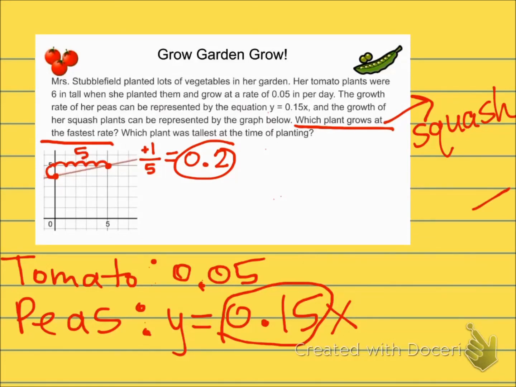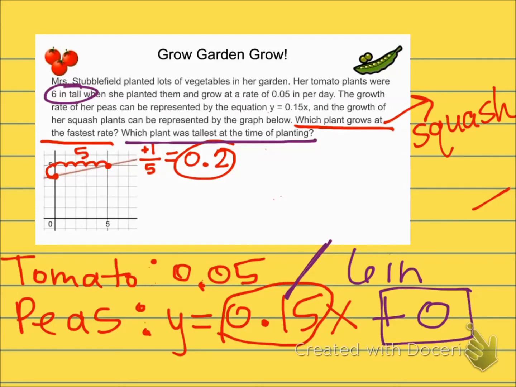The second question says, which plant was the tallest at the time of planting? And that's looking for our initial value. So if you'll go back to the tomato, it says that they started at 6 inches. The peas, that's an equation. If there is no y-intercept, you can add +0 to the end. So the peas actually started as a seed. There wasn't a plant for them to start with.